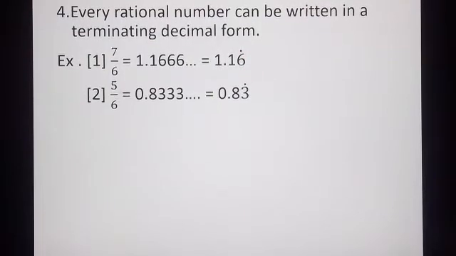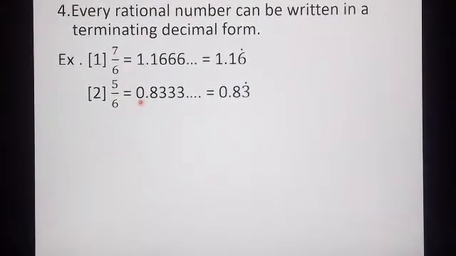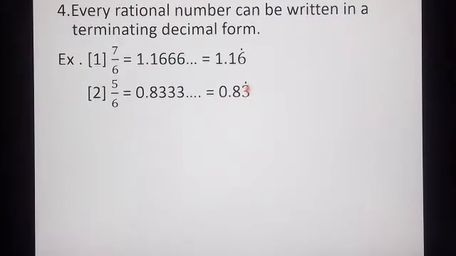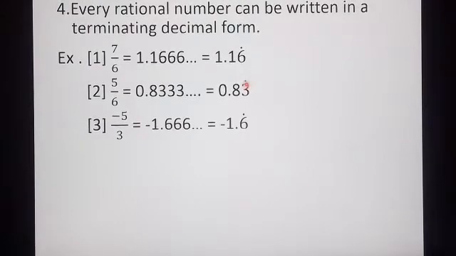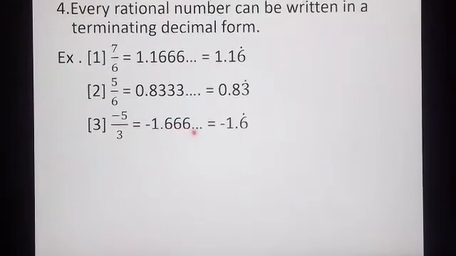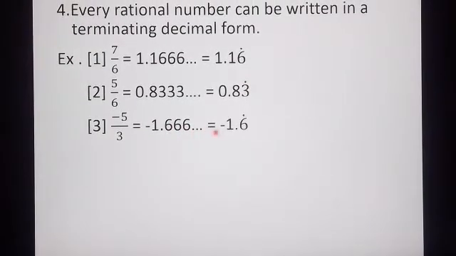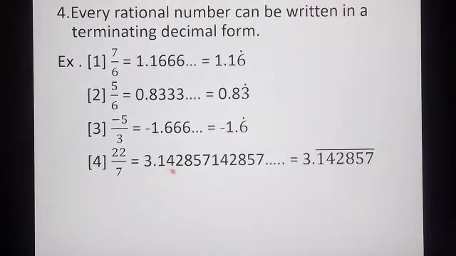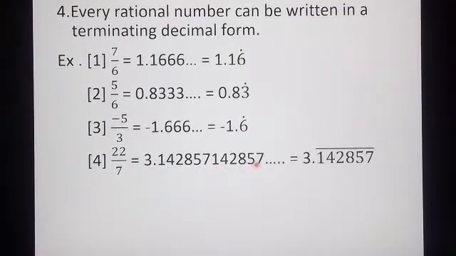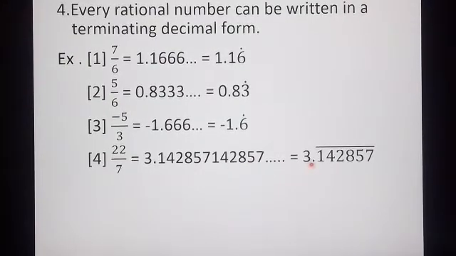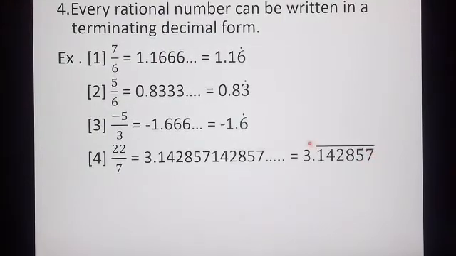In the second example, 5 is divided by 6, what will you get? 0.8333 is repeated. So, how to write? 0.83, dot means 3 recurring. Then the third example, if you are dividing minus 5 by 3, what will you get? Minus 1.666, again 6 is coming an unending number of times. So, minus 1.6, dot means 6 recurring. And the fourth example, 22 upon 7, here we will get 3.142857, again 142857, and so on. So, what to write? 3.142857 bar. This line means what?